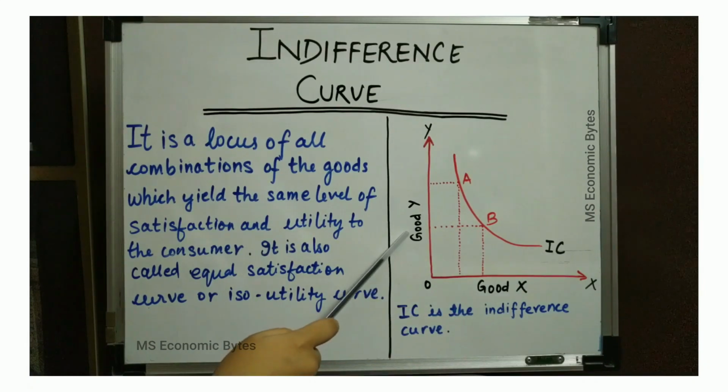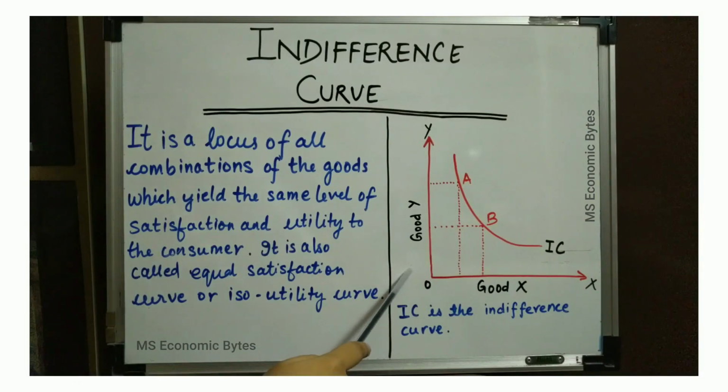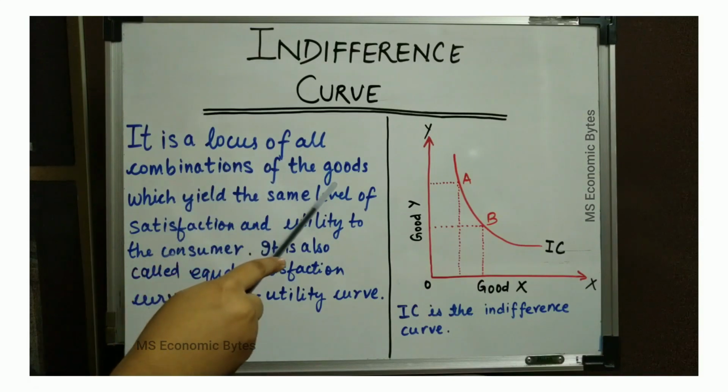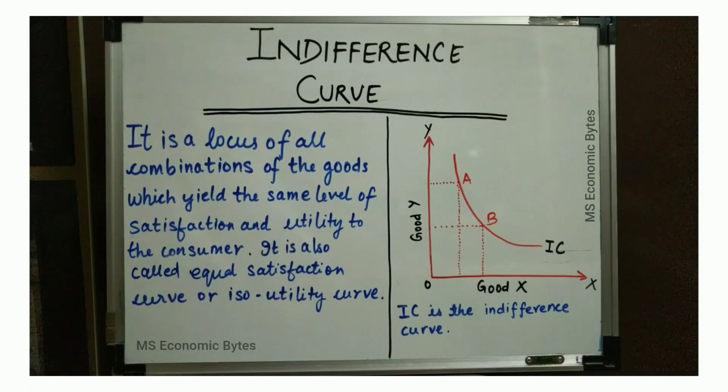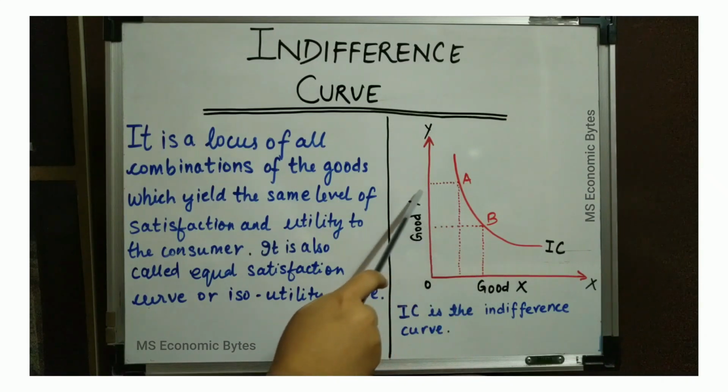X-axis represents good X, Y-axis represents good Y. Let us try to relate each and every word of the definition with a diagram. So what is the first thing that is written? It is a locus of all combinations of two goods. What it means is that the indifference curve is a culmination of various points, where each point depicts a combination of two goods. Here the two goods are good X and good Y. So basically this curve is depicting combinations of good X and good Y.